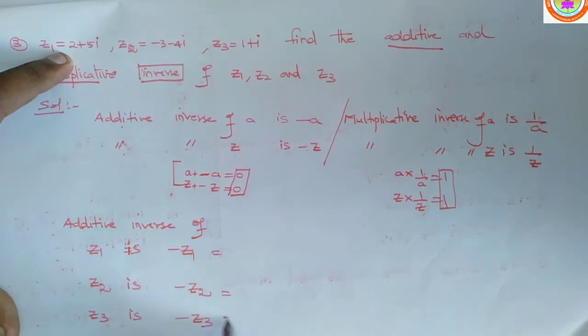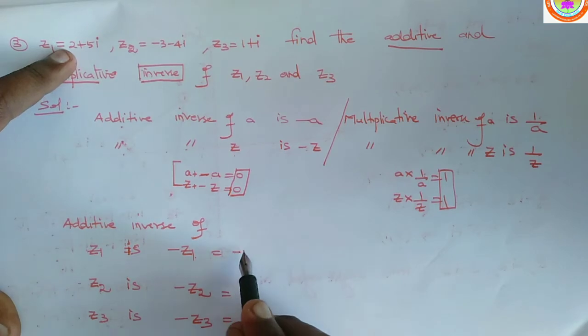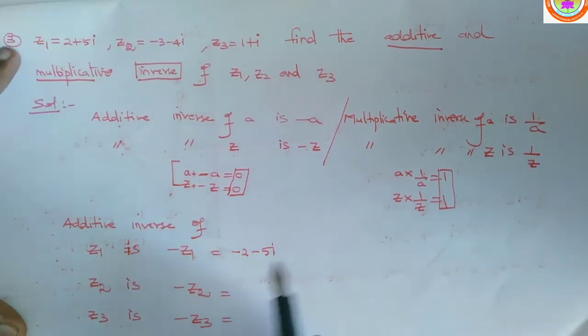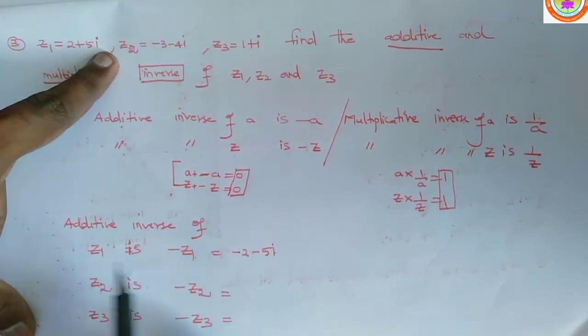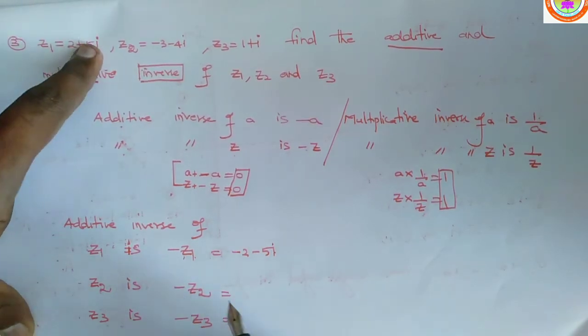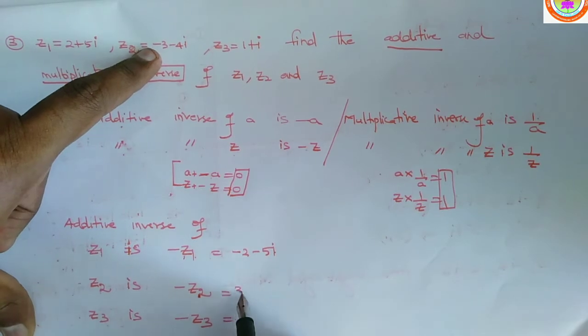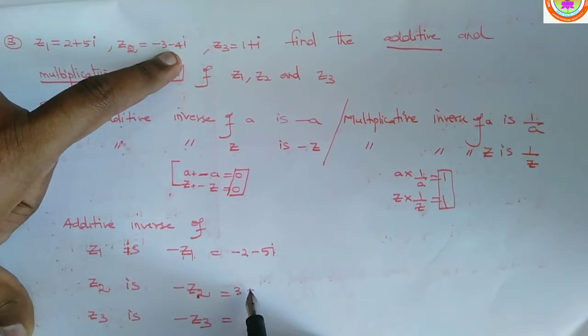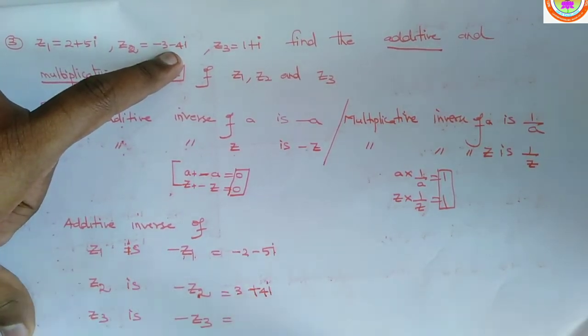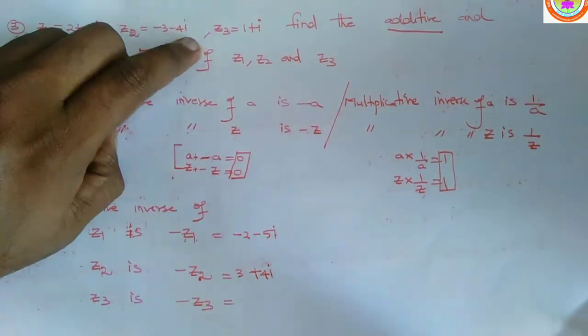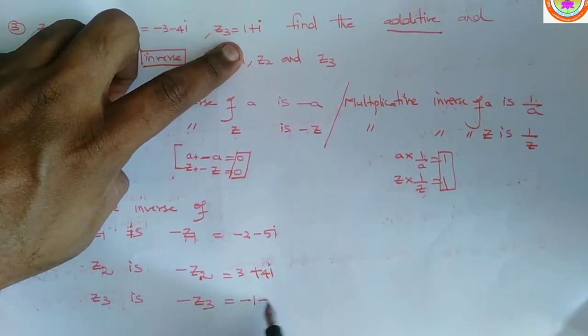I need to put minus z1. Z1 is 2 plus 5i, so minus z1 is minus 2 minus 5i. Minus z2: this minus becomes plus, so it is 3 plus 4i. Finally z3 is 1 plus i, which becomes minus 1 minus i.